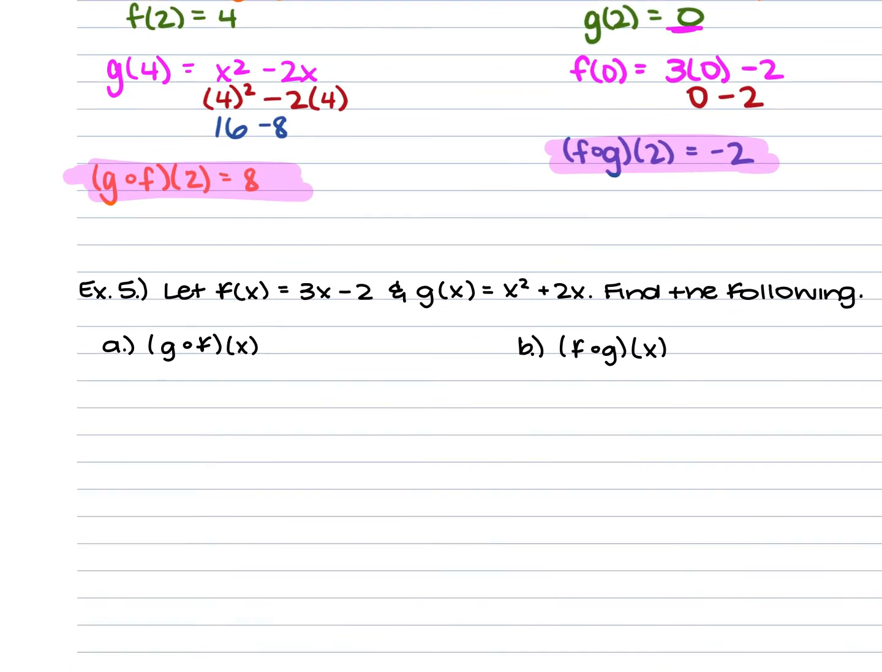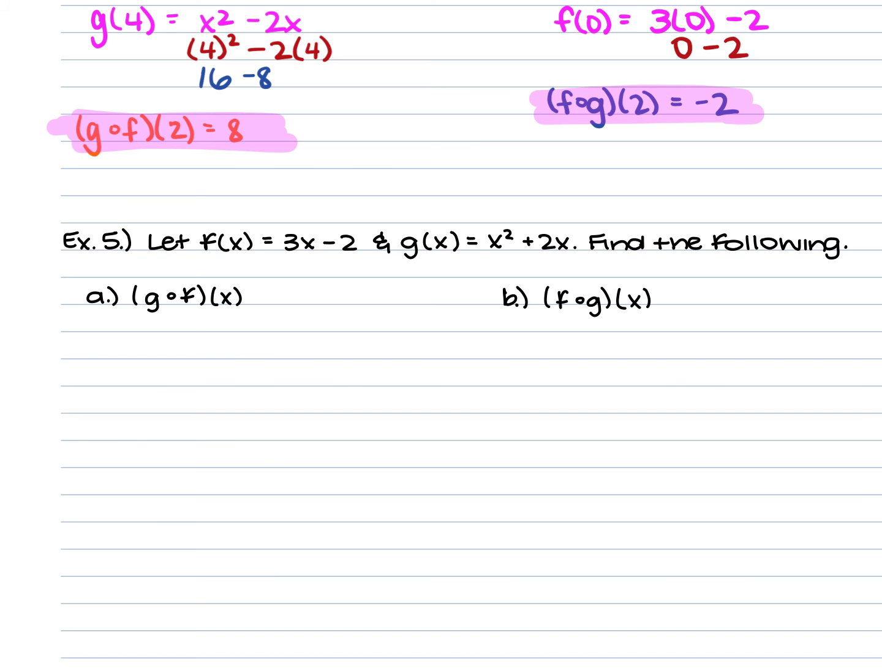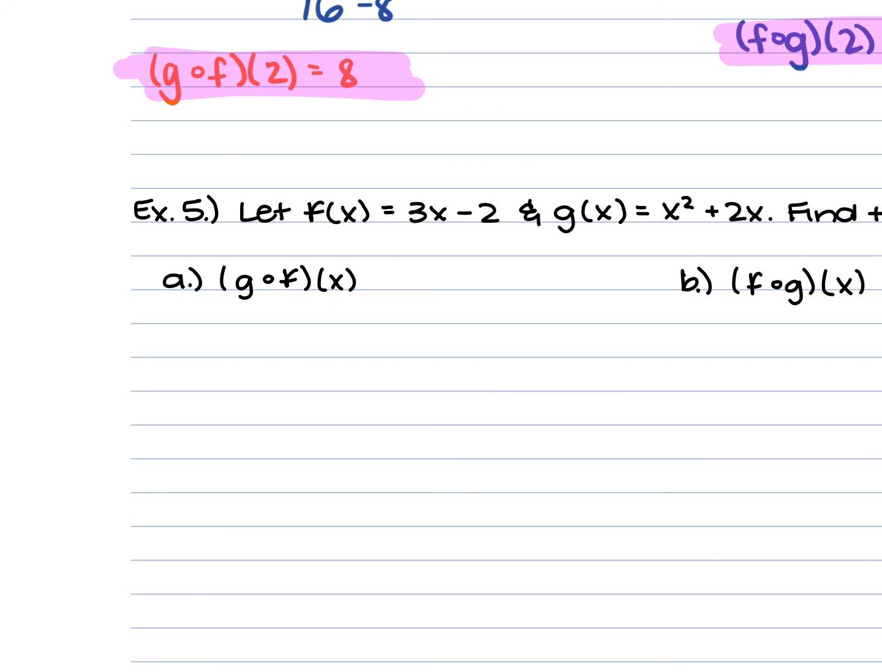For example 5, we're still working with f of x is equal to 3x minus 2 and g of x is equal to x squared plus 2x. For a, we have g of f of x. So we're finding the same thing as saying take g of f of x. So all this means is we're taking f of x and plugging it in for x in g of x. So f of x is equal to 3x minus 2. So this is the same exact thing as saying find g of 3x minus 2.